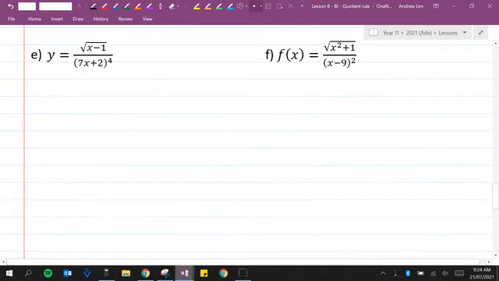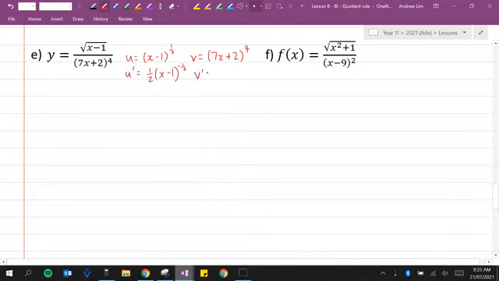These two are probably the two hardest questions in this video. Question E. We've got u is equal to (x minus 1) to the power of half, and we've got v over here is equal to (7x plus 2) to the power of 4. So u dash is going to equal half (x minus 1) to the power of negative half times the derivative of what's inside the brackets, because we need to use the chain rule. But when we differentiate that, we just get 1. So we times it by 1, so it's just itself.